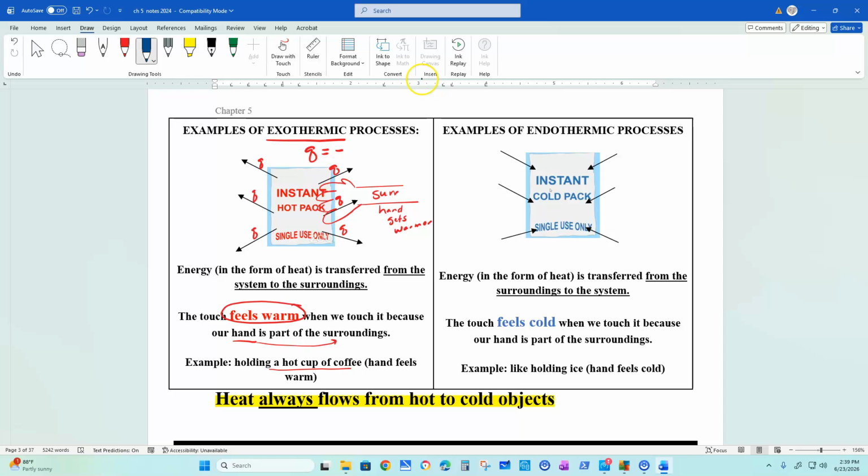So in this case, the heat is going from the surroundings to the system, okay? That means my Q is coming in. So all this heat that's coming in, the outside is hotter, but now these cold packs are nice and cold, okay?